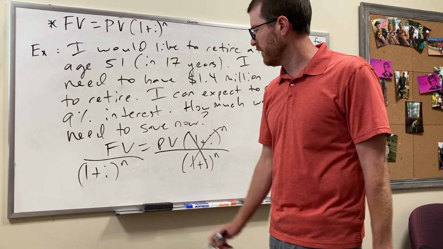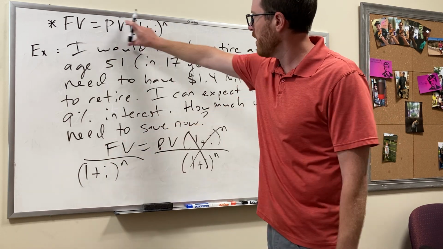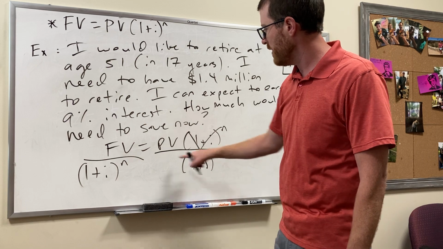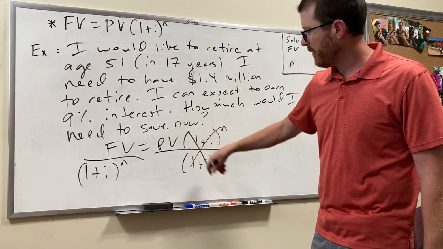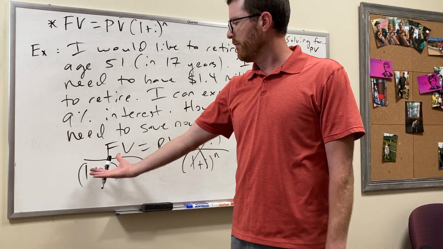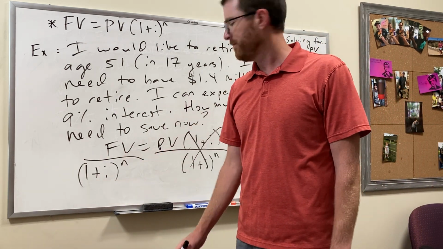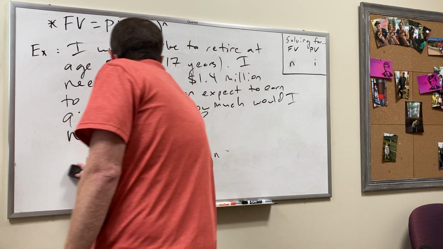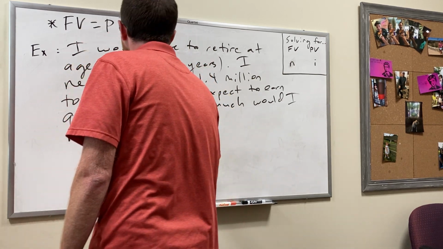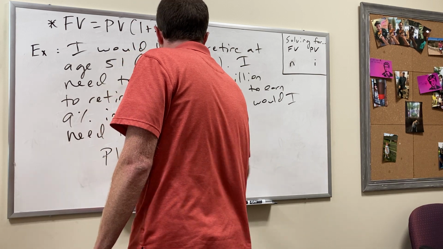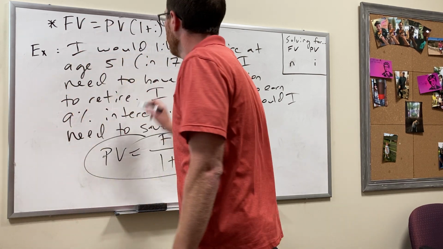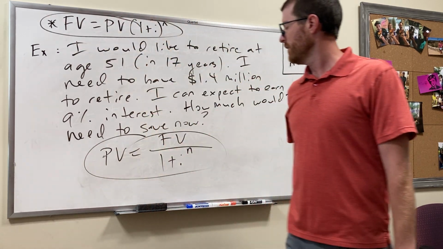Okay, hopefully that all makes sense. Again, all I did was I took this equation right here, I divided both sides by (1 + i)^n. In doing so, I effectively eliminate it on the right-hand side of the equation, and then I'm left with a solvable equation. So to rewrite that, the present value is equal to the future value divided by (1 + i)^n. All right? These two are the same formulas.